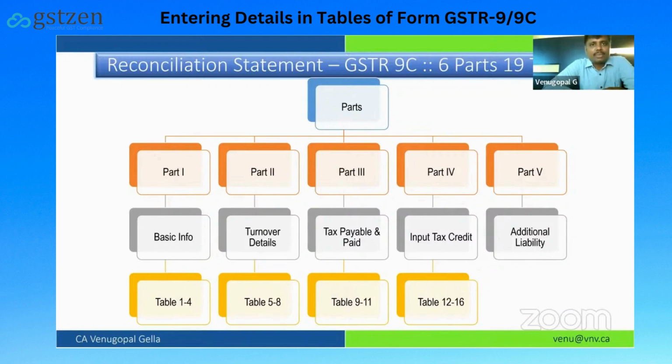Tax is always computed, and when we say tax, it's a net tax that's paid in cash. So how do we derive it? Gross tax liability minus input tax credit.